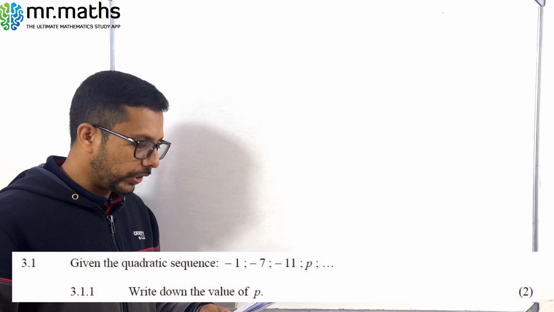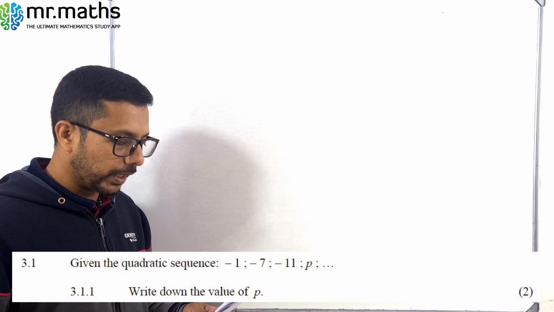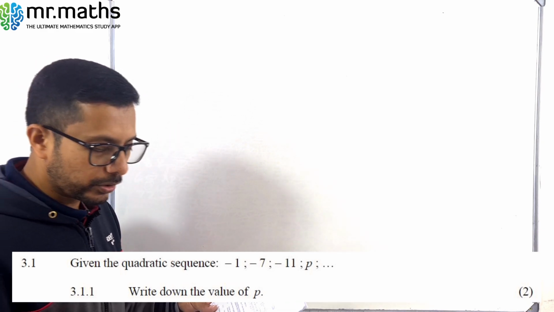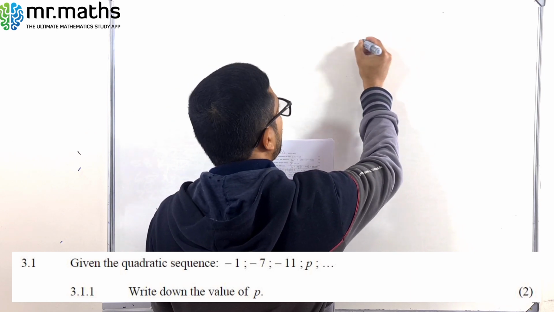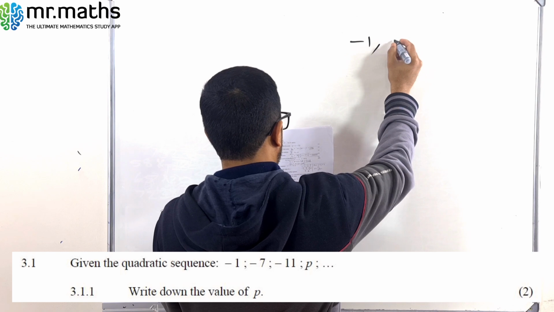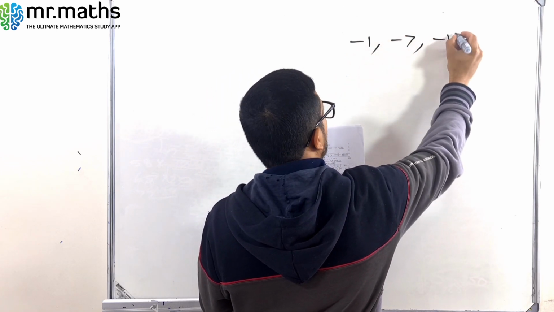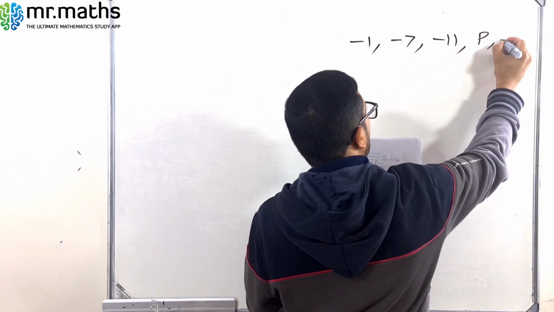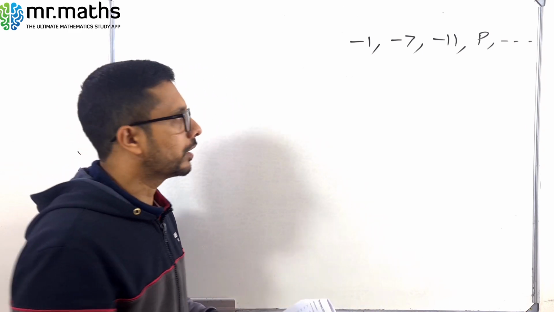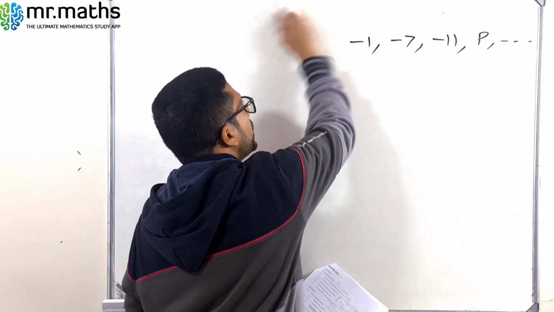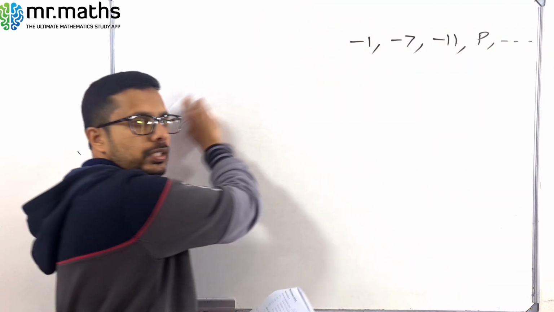Question number 3. Given the quadratic sequence -1, -7, -11, p, etc. So there is a quadratic sequence given like this: -1, -7, -11, p, etc. It is given in the question that this is a quadratic sequence. So you know, if it is a quadratic sequence, you can find the second difference, or the second differences are the same.